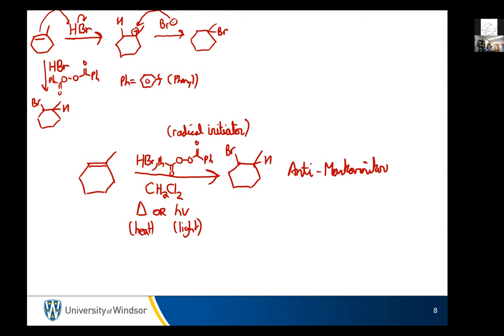So this is a way to basically invert the chemistry with halogens, compared to what you get if you do it in the dark. If you do it in the dark, you get one product. If you do it in the light, you get the other product. That's kind of handy.